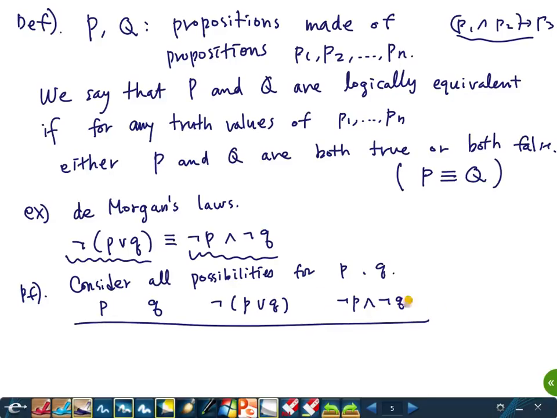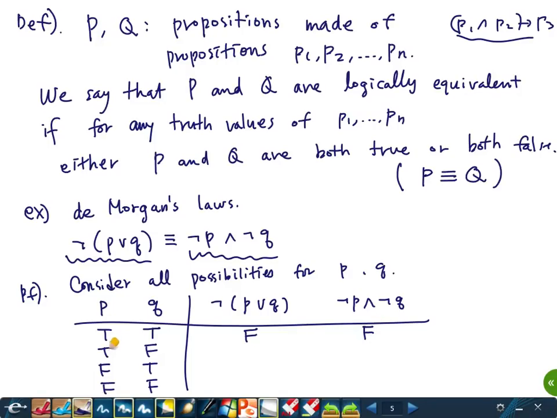So make this truth table. We have 4 possibilities: true, true; true, false; false, true; false, false. If P is true, Q is true, what is this? This is true, and we have negation, so it's going to be false. And here, what is not P? False. False and false is false.